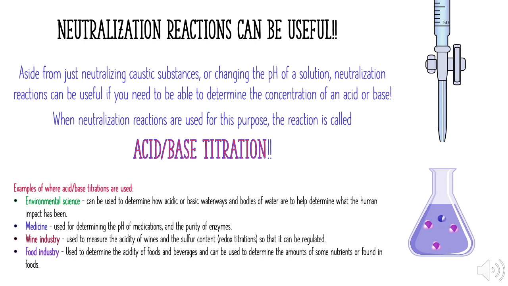Some examples of where acid-base titrations can be useful would be in environmental science. So this could be used to determine how acidic or basic waterways or bodies of water are, and to help determine what the human impact in an area has been or from a specific human activity. They can be used for determining the pH of medications. They can be used to determine the acidity of different wines. And in the food industry, they can be used to determine the acidity of foods and beverages, and sometimes they can be used to determine the amounts of some nutrients found in foods.